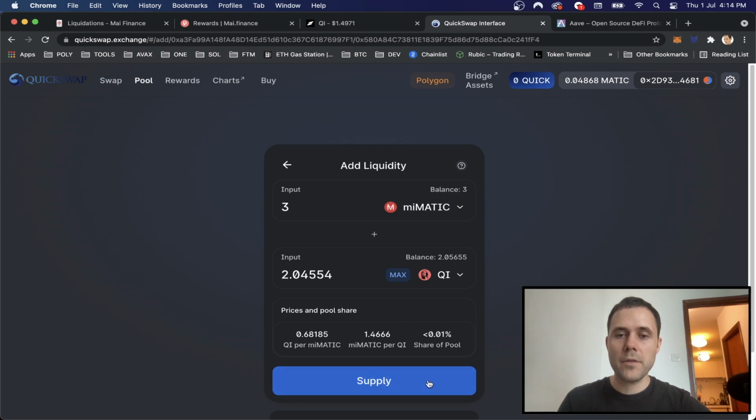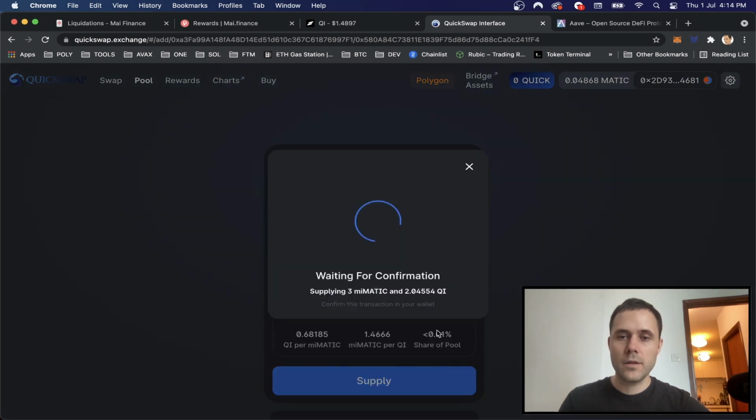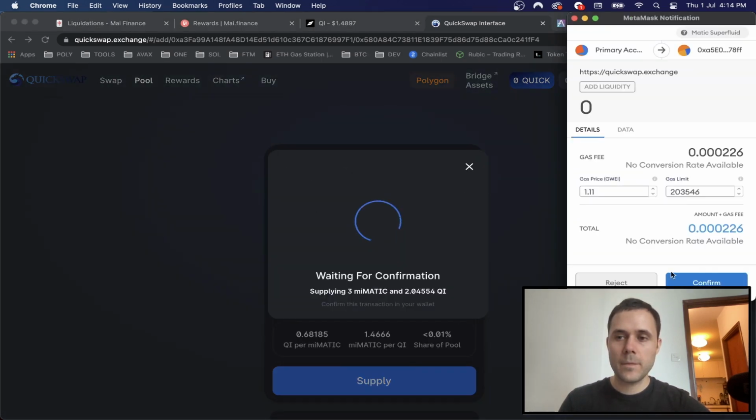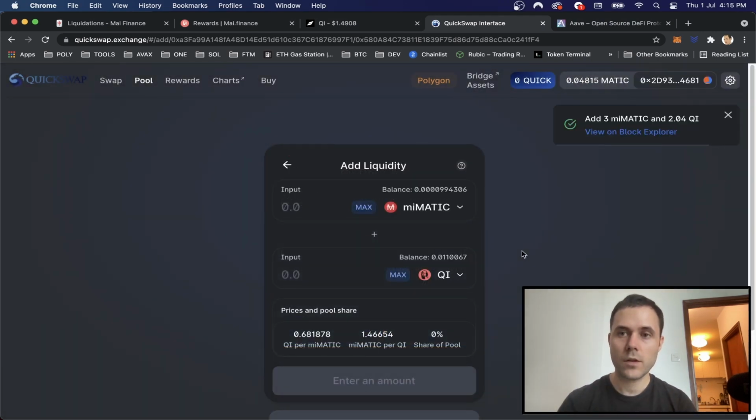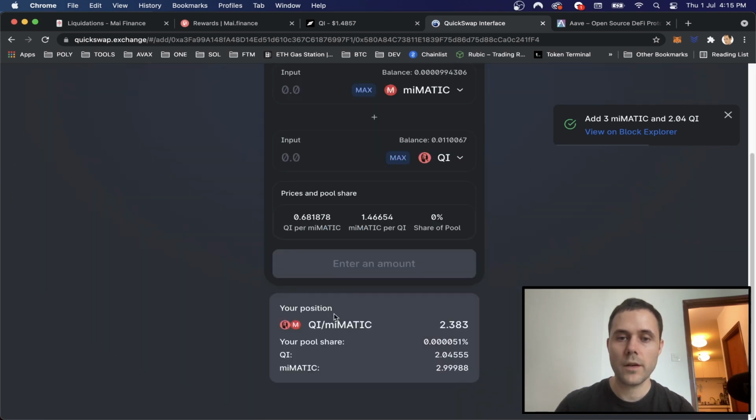And then you may need to approve this if it's the first time you've done this. I've done this already, so I'm just going to click supply and then confirm. And then I'll up the gas rate to about 3 and confirm. And I'll wait for that to complete. And now that's complete, we should have 3 Mai and 2 Chi. And it should appear below here. So now we've got what's called a liquidity pool token.